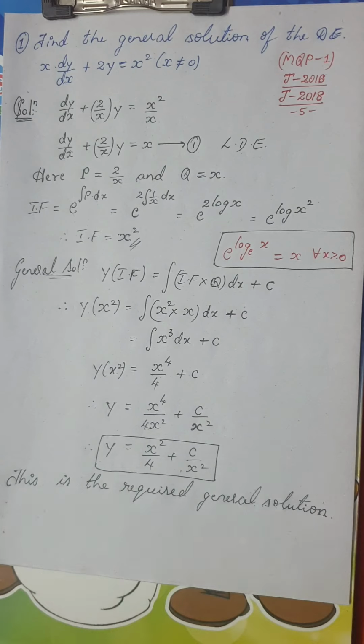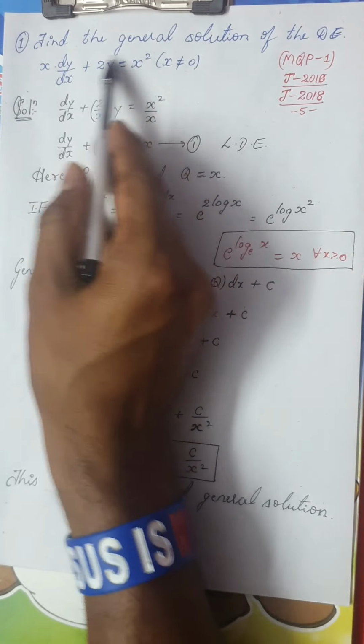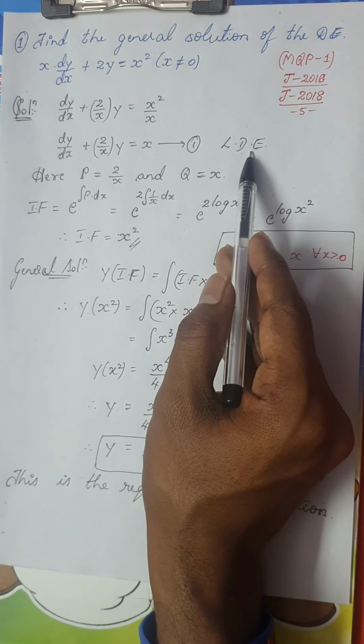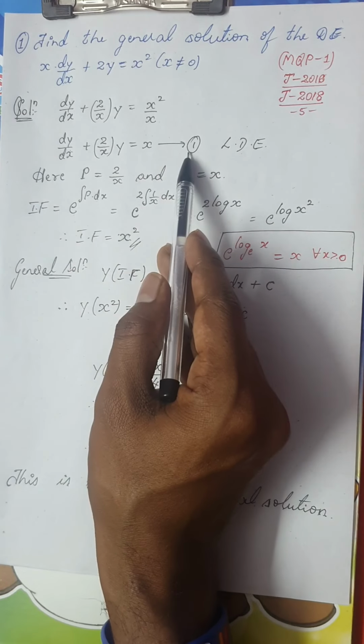Okay, dear students, I think you feel that this procedure is also easy for a 5-marker question. These are very easy questions to find the general solution. You can easily get 5 marks on this part. You can think of selecting this question as one of the 5-marker questions for your main exam also. Once again I'll give you the procedure. If it is not in the standard form, bring it to standard form. Name it as LDE, but whatever it is, write it as equation 1.